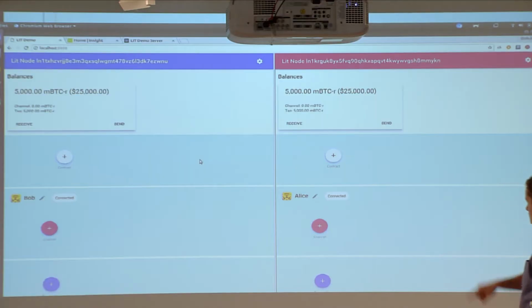So it's a simulated environment. Right now, Bitcoin is worth $5,000. I'm not sure if that's more or less than what it's actually worth, but for the demo, it's worth $5,000. On the left, you see Alice, and she has a connection to Bob, and on the right, Bob with the connection to Alice.